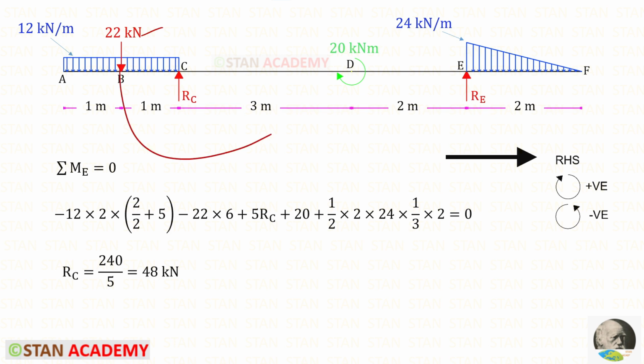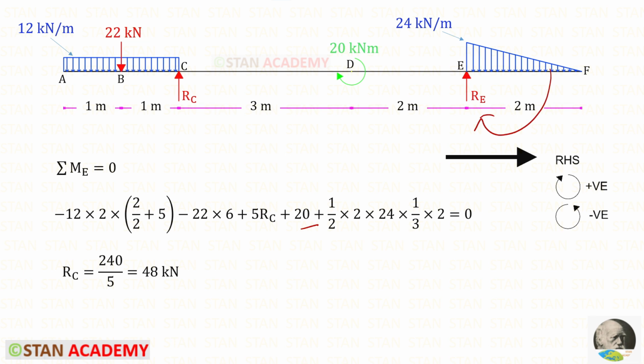This point load is acting in the anti-clockwise direction, so it will be negative, and the distance is 1 plus 3 plus 2, so it will be 6. RC is acting in the clockwise direction, so it will be positive, and the distance is 5. This moment is acting in the clockwise direction, so it will be positive. The UVL is also acting in the clockwise direction, so it is also positive.